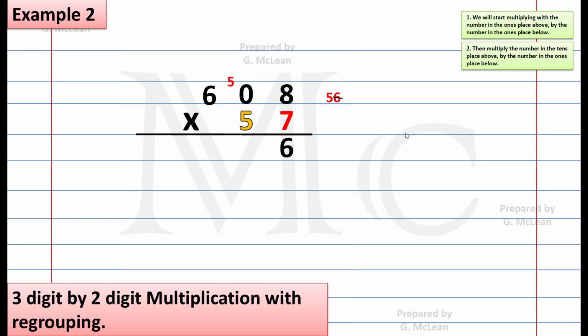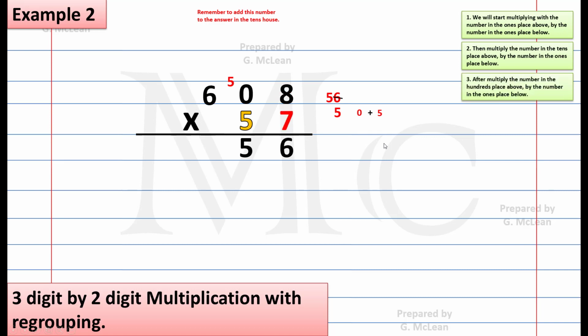7 times 0. What's 7 times 0? 7 zeros are 0. We have no 7s, no zeros, none. But don't forget the 5 here still. So we add the 0 plus the 5, giving us 5. Don't let the 0 fool you, all right? Good. Then we can continue.